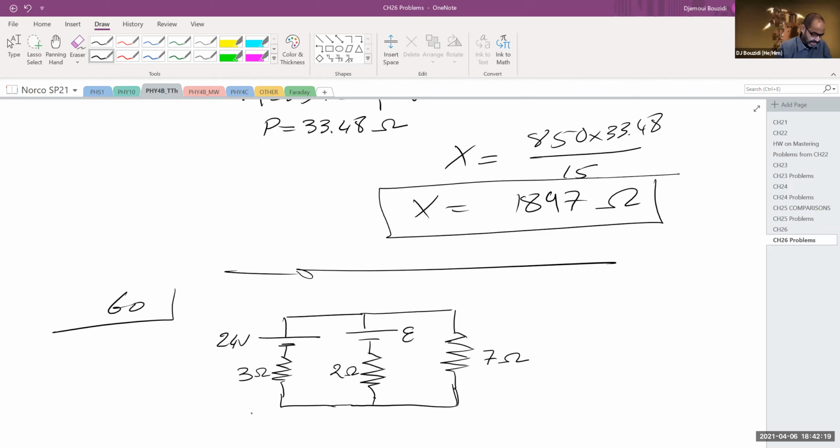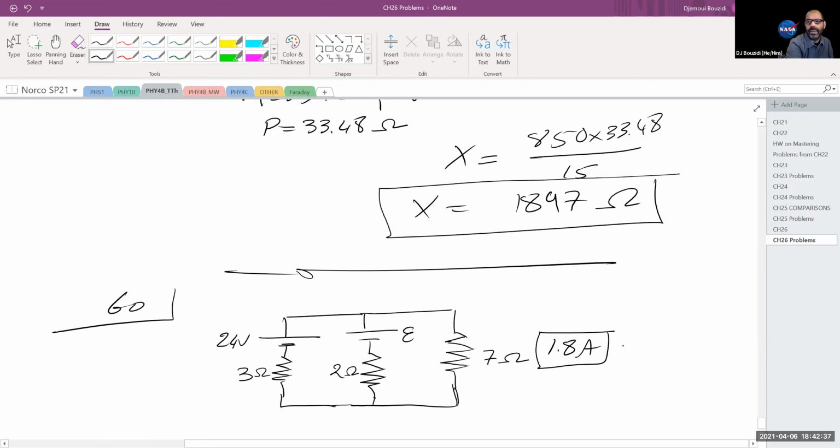So it says, what must the EMF epsilon in the figure be in order for the current through the 7 ohm resistor to be 1.8 amps? So there is a current of 1.8 amps in here, and we want to know what the EMF is. Each EMF source has negligible internal resistance. So basically, that's the only question.